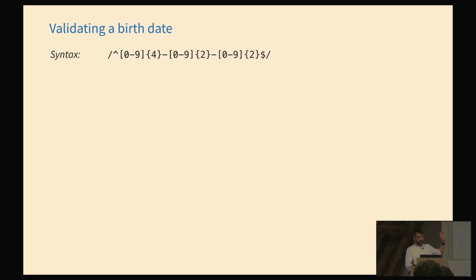So this is a regex checking that we have first 4 numbers, then a dash, then 2 numbers, then a dash, and then 2 more numbers, and then we end the string. But this would allow a lot of different things. This would allow year 9999 and year 0 and all kinds of stuff, which we probably don't want. It would even allow month 99, which also doesn't make sense.